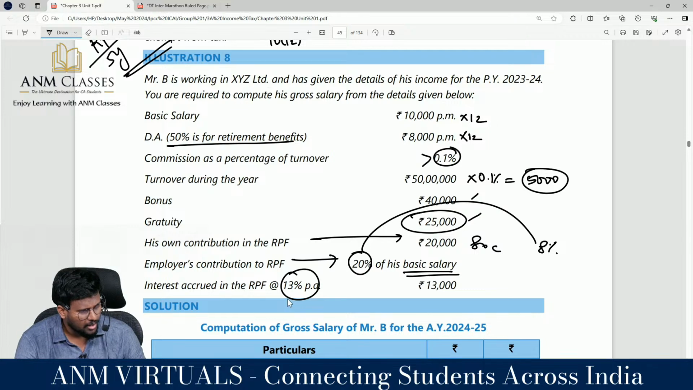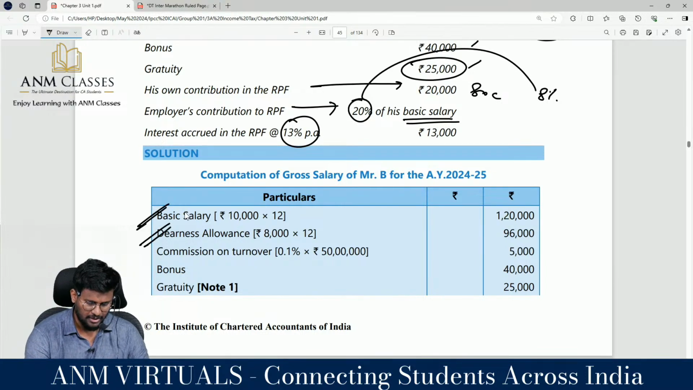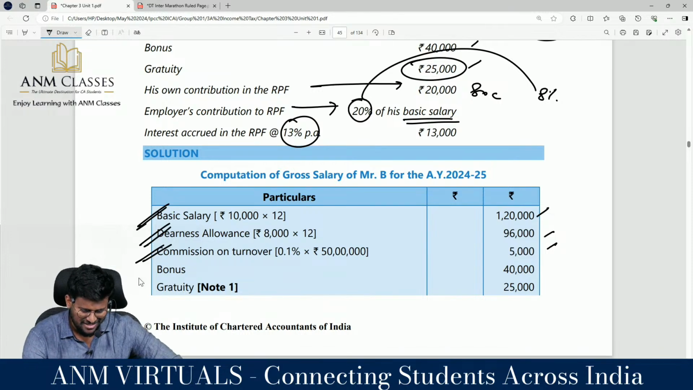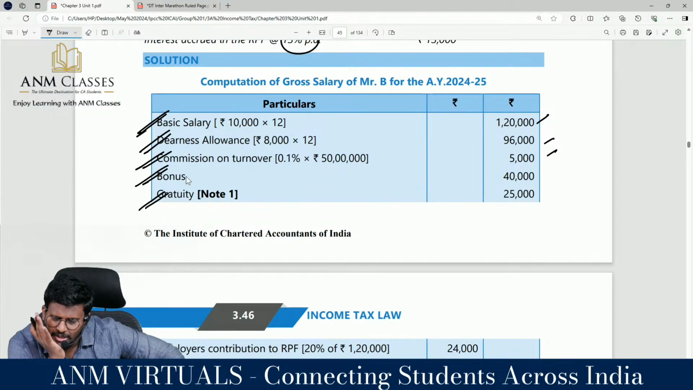9.5% வரைக்கும் தான். 9.5 மேல taxable. இப்போ question பாரு. Basic salary per month எவ்வளவு கொடுத்திருக்காங்க? Into 12. DA into 12. Commission on turnover 50 lakhs or 0.51%. Bonus, gratuity 10 exemption claim பண்ணல.